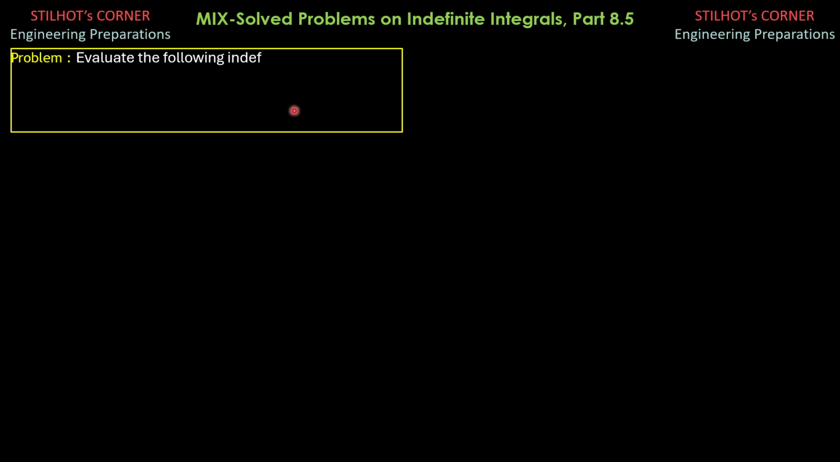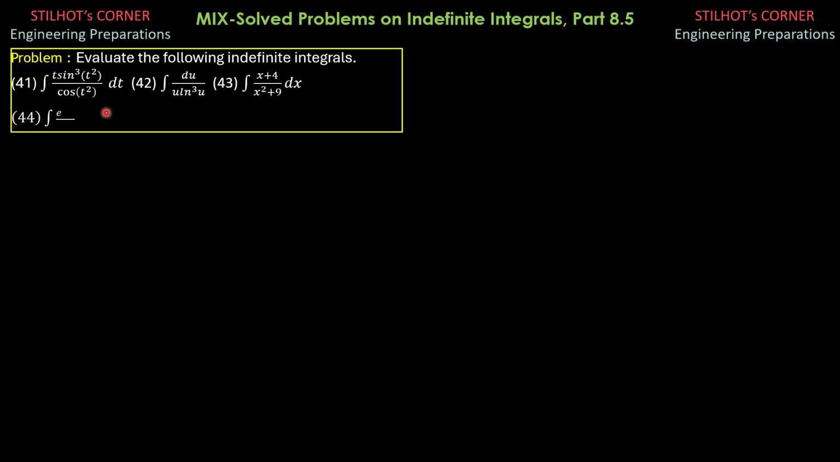Evaluate the following indefinite integrals. Number 41, integral of t sine square of t square over cosine of t square. Then integral of du over u ln cube of u. Integral of x plus 4 over x squared plus 9 dx. The integral of e to the negative 1 over x squared dx. Then integral of cosine cube theta d theta over 1 minus sine theta. Integral 46, integral of e to the 2x over square root of 7 minus e to the 4x dx.